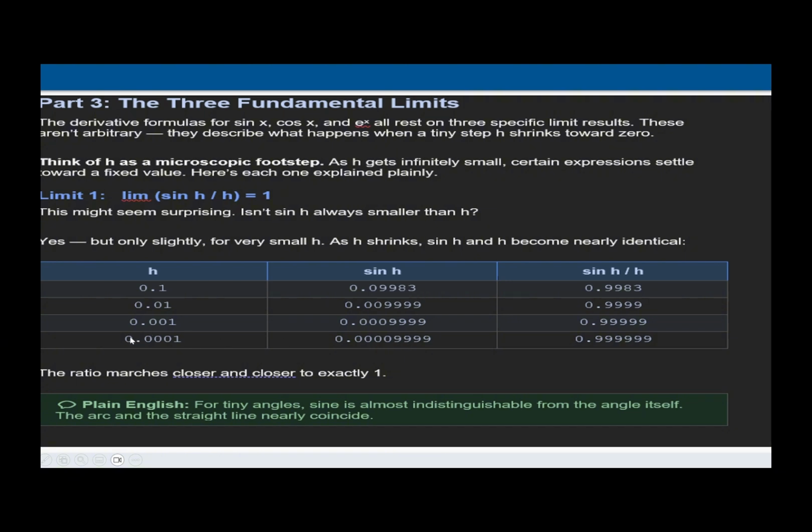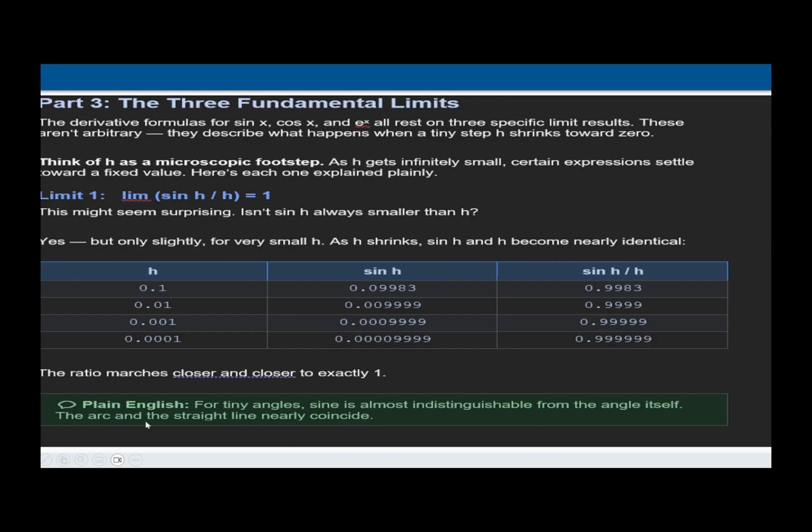You divide by h, you get 0.999, right? So almost equal to 1 anyway, isn't it? That's why I said the limit of sin h over h equals 1. So the ratio gets closer and closer to exactly 1. In plain English, for tiny angles, sine is almost indistinguishable from the angle itself.